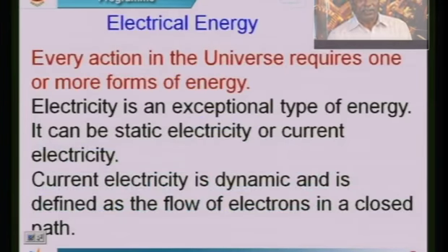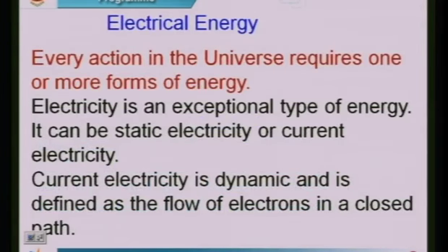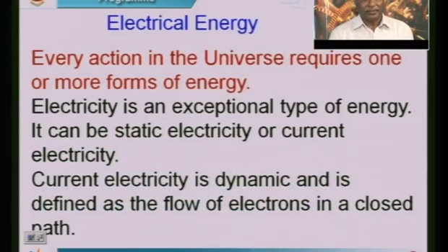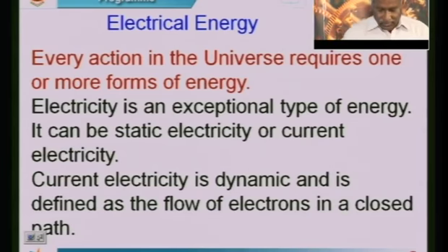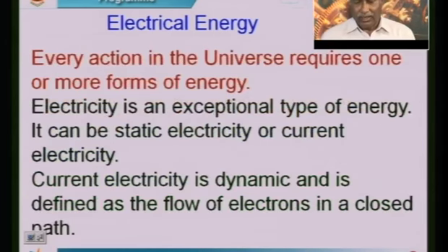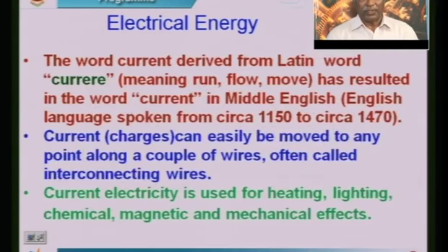As you are aware, every action in the universe requires one or other form of energy. Electricity is an exceptional type of energy. It can be static or current electricity. Current electricity is dynamic and is defined as the flow of electrons in a closed path.